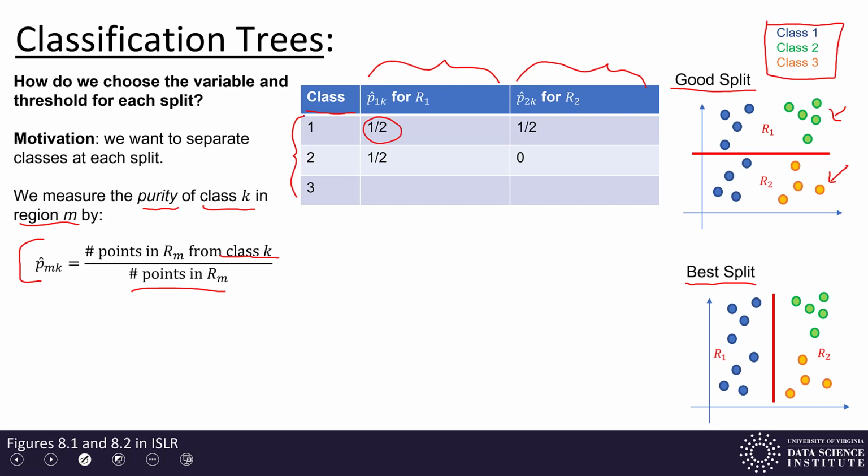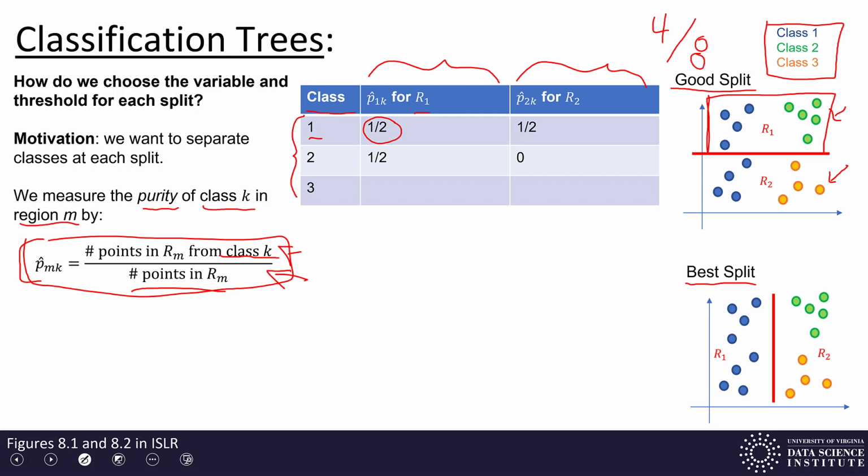So let's take the computation of this. So this is class 1 in region 1. So we look at region 1 for our good split. Class 1 is the blue. So by this formula for purity, the number of points that are in class 1 is 4. That's the top of this fraction. Now we look at the bottom of this fraction, the total number of points in region 1, which is 8. So the purity is 4/8 or 1/2.